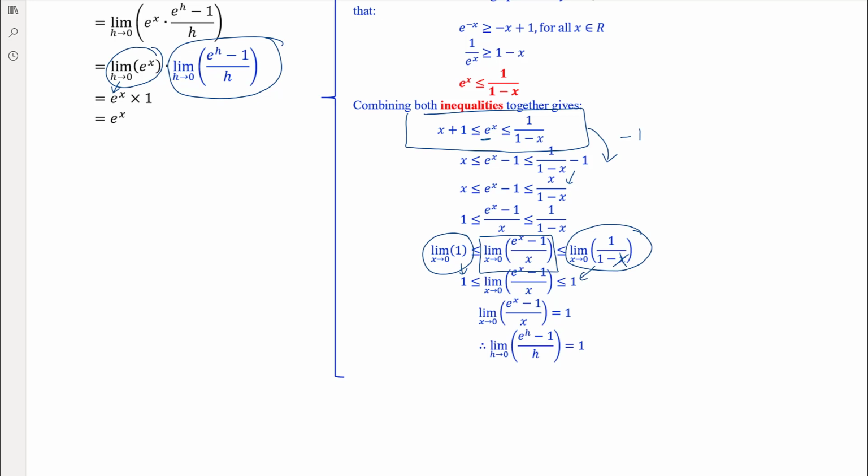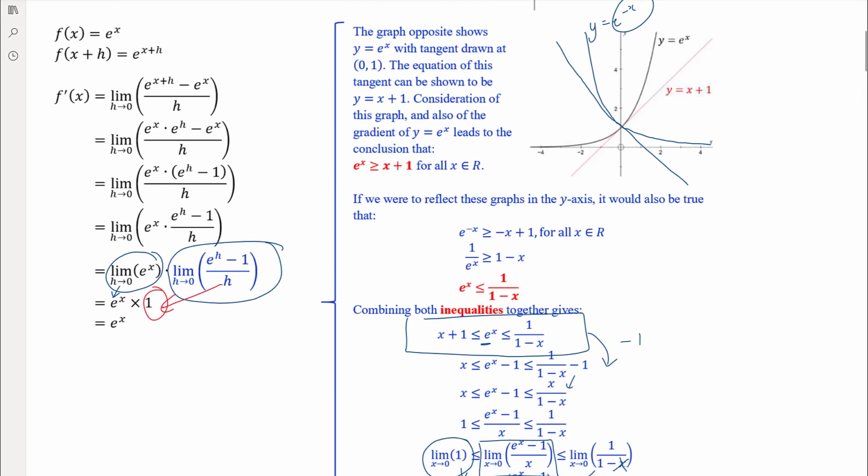And therefore we can simply just change the variable to h's, and we have that the limit as h approaches 0 of (e to the h minus 1) over h is in fact 1, okay? And so this thing up here equals 1, and so then this whole thing is just equal to e to the power of x.